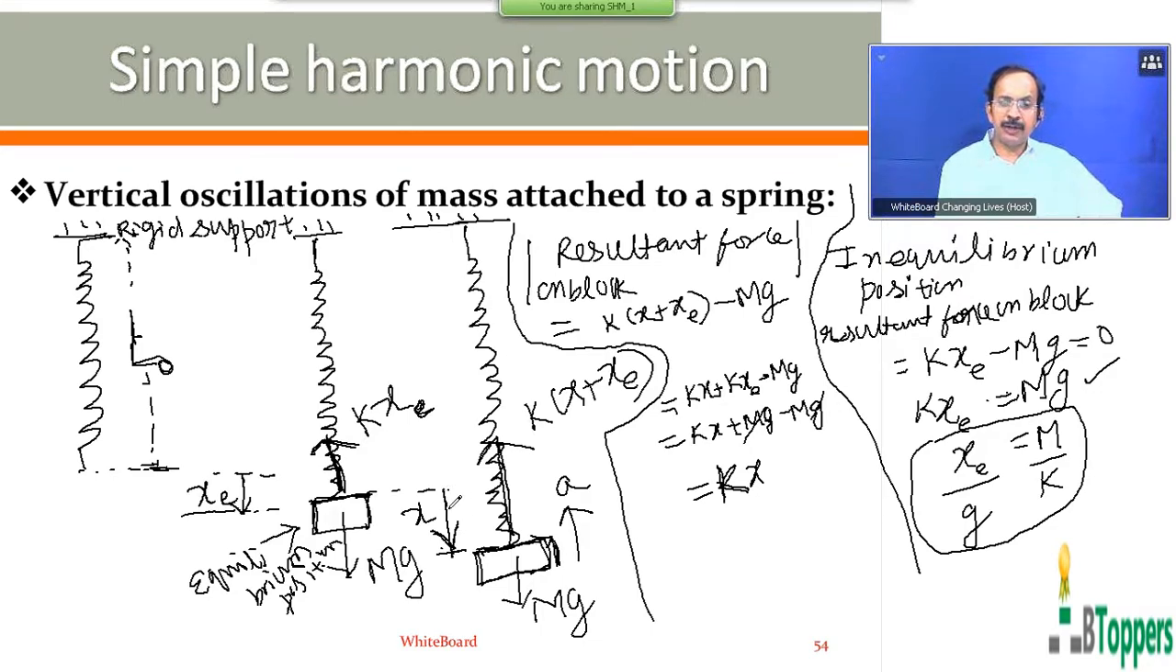But the displacement of the block from the equilibrium position is downwards. That means the resultant force on the block acts opposite to the displacement x from the equilibrium position, but is proportional to the displacement x from the equilibrium position. Therefore, the block performs simple harmonic motion. So from Newton's second law, the instantaneous acceleration of the block is equal to the resultant force on the block divided by the mass of the block.